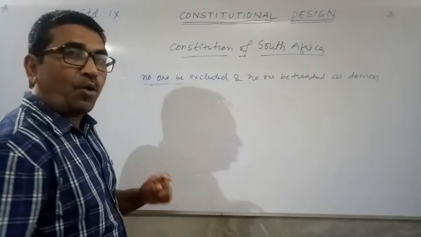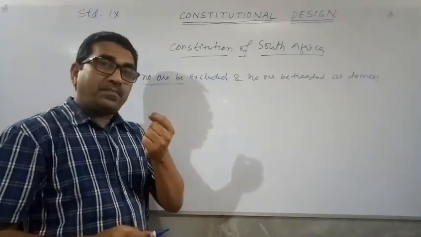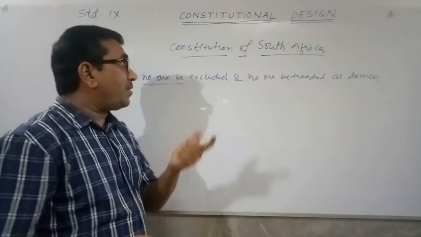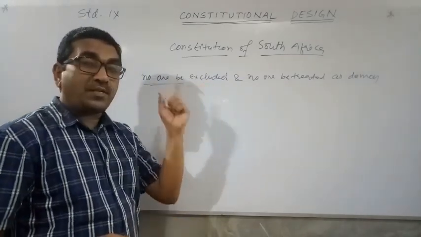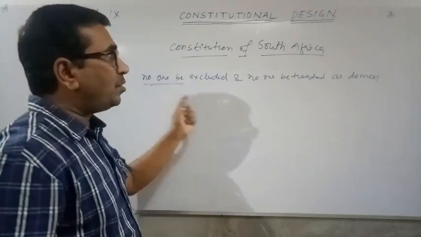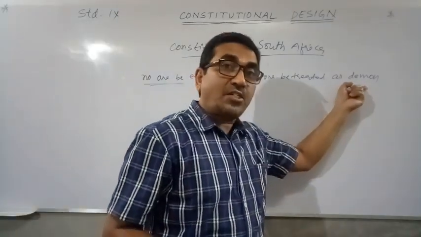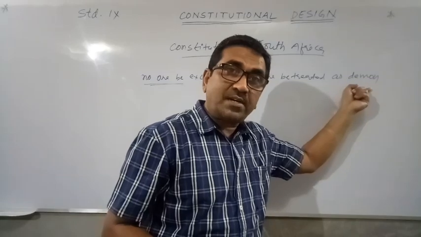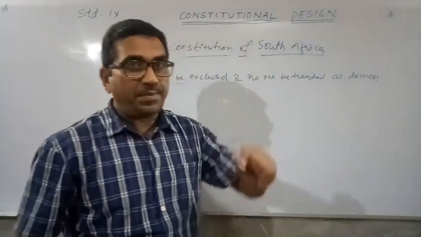With "no one", obviously it is understandable that no one is excluded. It means they are talking about the black and the colored peoples. No one be treated as a demon, meaning demons will not be assumed. It means we are talking about the white peoples.